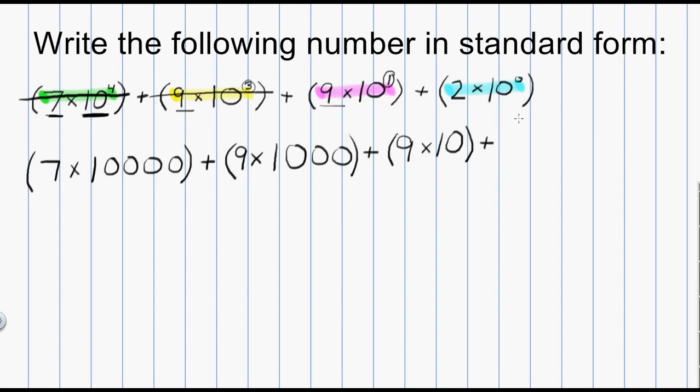And then finally, bring the 2 and the multiplication sign down. And this is 10 to the 0 power. So that's going to be a 1 followed by 0 zeros. So I don't put any zeros after this 1. It's just 2 times 1.